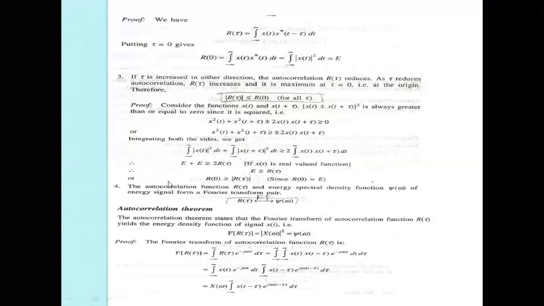Following, my students, the last property says something about the autocorrelation function r of tau and the energy spectral density function psi of omega. The new word we got here now, my dear students. Till now we discussed convolution and correlation, and correlation is of two types, cross correlation and autocorrelation. Cross correlation is denoted as R12 of tau, and autocorrelation is denoted as R of tau. The cross correlation has properties for both energy signals and power signals, and similarly the autocorrelation is also represented for energy signals and power signals.